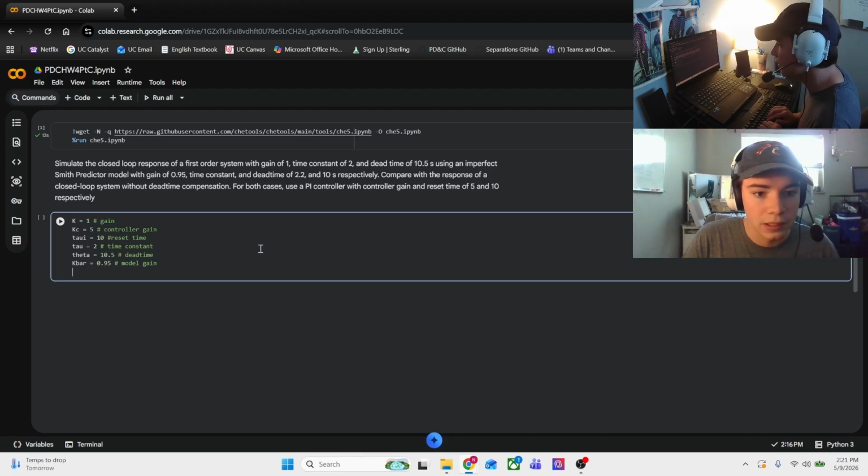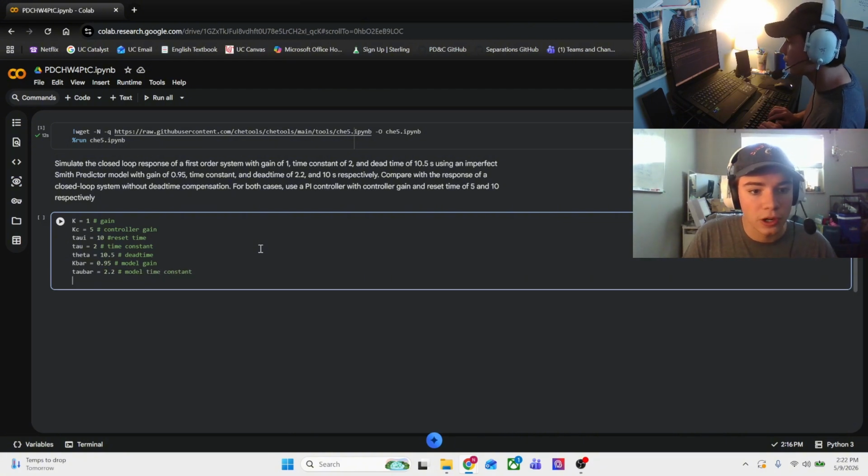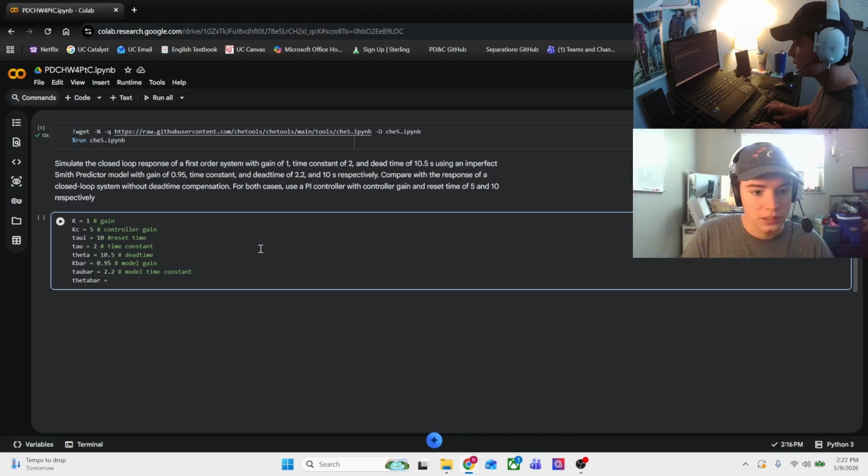We're going to need a model time constant, so we're going to call that tau bar. And that's going to equal 0.22, I believe. Yep. So that's going to be our model time constant. And then we're also going to need our model dead time, so our theta bar, and that is going to be equal to 10 seconds. That's going to be our model dead time.